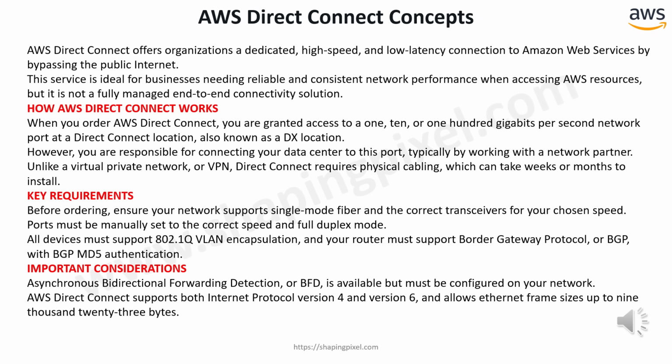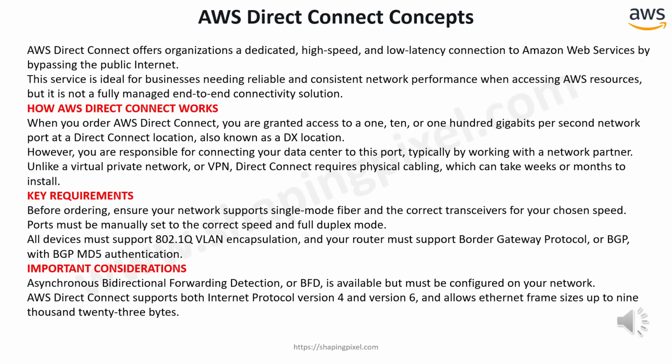When you order AWS Direct Connect, you are granted access to a 1, 10, or 100 gigabits per second network port at a Direct Connect location, also known as a DX location. However, you are responsible for connecting your data center to this port, typically by working with a network partner. Unlike a virtual private network or VPN, Direct Connect requires physical cabling, which can take weeks or months to install. Before ordering, ensure your network supports single-mode fiber and the correct transceivers for your chosen speed.